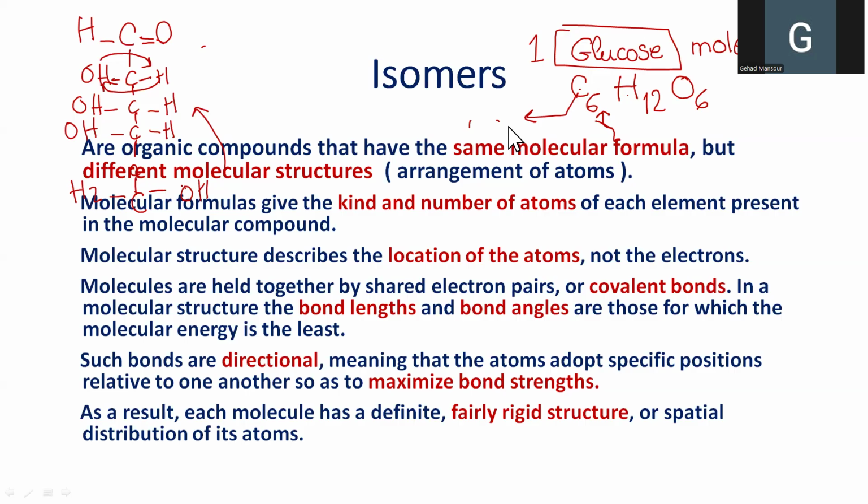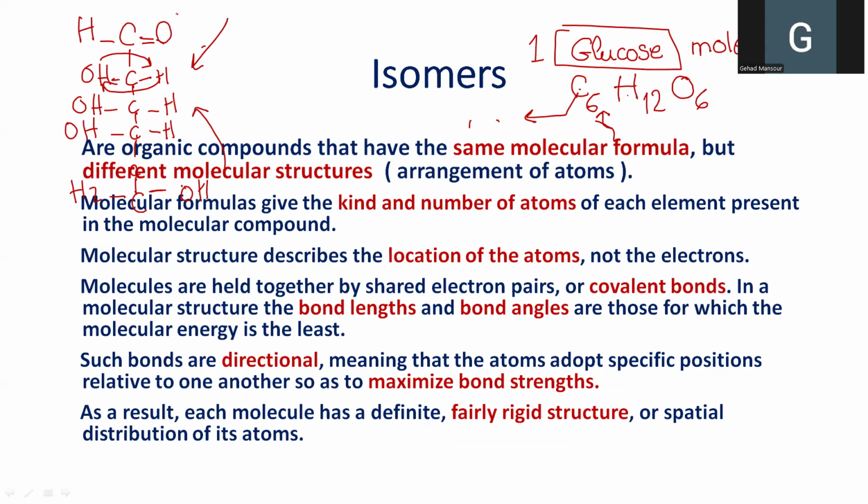So the molecular formula does not really give you full information about the properties of the substance, because it does not show you how the atoms are arranged in space. It just gives you the kind and number of atoms, but the location of atoms is given by the molecular structure. And why is it interesting to know the relative positions of the atoms here of carbon, hydrogen, and oxygen? Because it tells you the types of bonds that exist between the atoms.